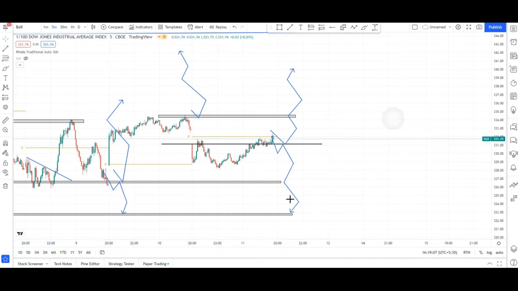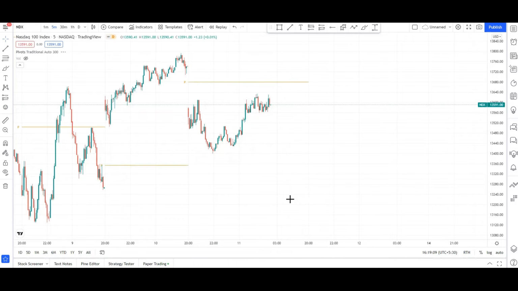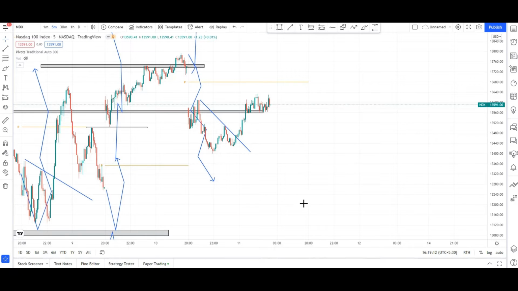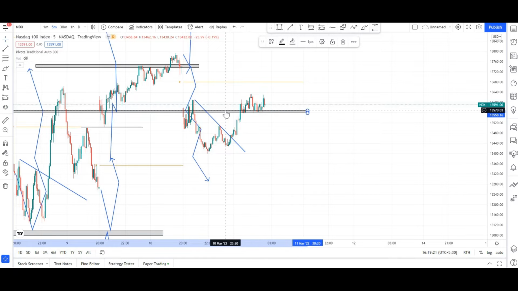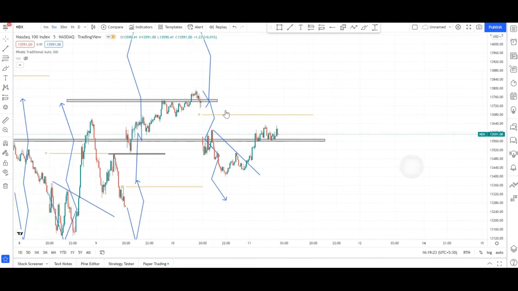Okay guys, we can see Nasdaq next. In Nasdaq 100 also it is taking a support right now. Just a second, I will just shift this line, then you will get it. Right now it is taking a support.